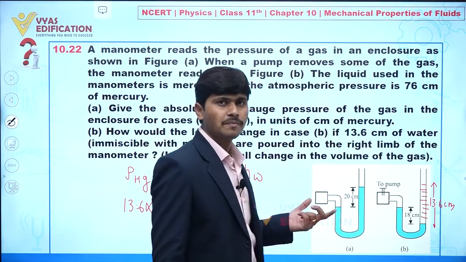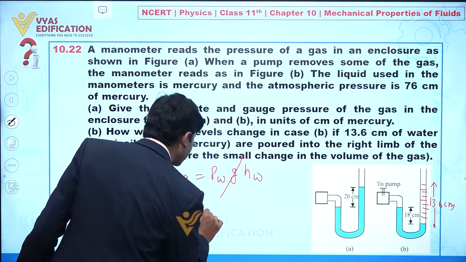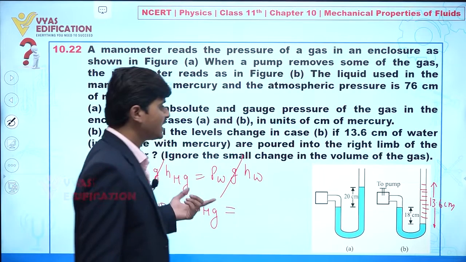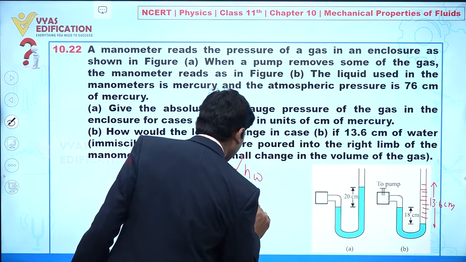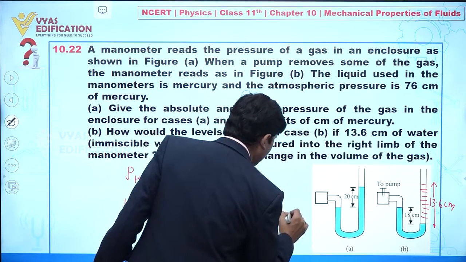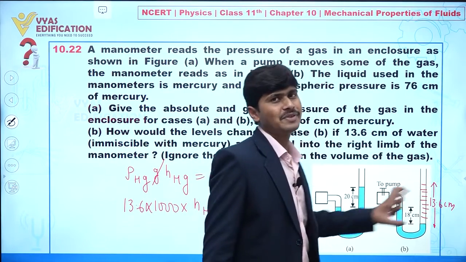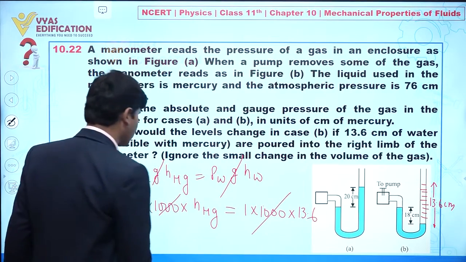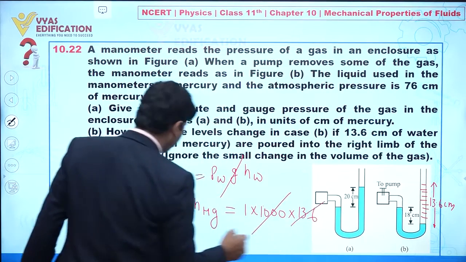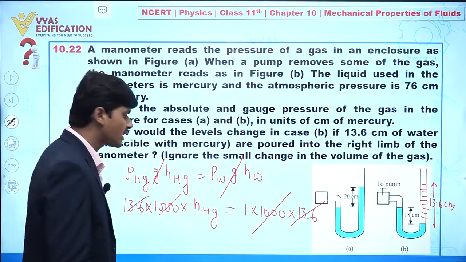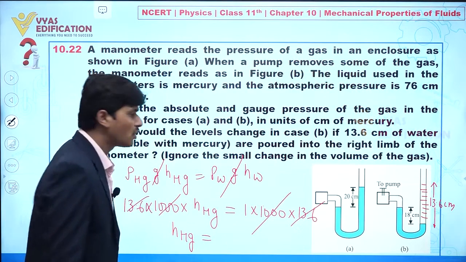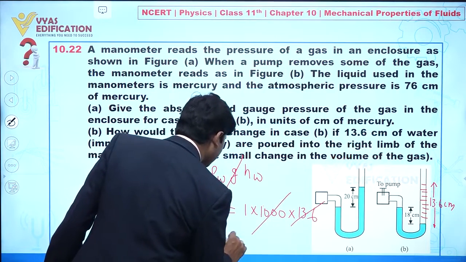Height of a mercury column, this is our objective first. So I am saying this is Hg, this is equal to density of water. So density of water we know this is 1, into 1000, multiply height of water column, this is given 13.6 centimeter. So from here you can say this one and this one cancelled out. Clear? This 13.6, this is also cancelled out. So we can write like this: height of a mercury column is 1 centimeter.